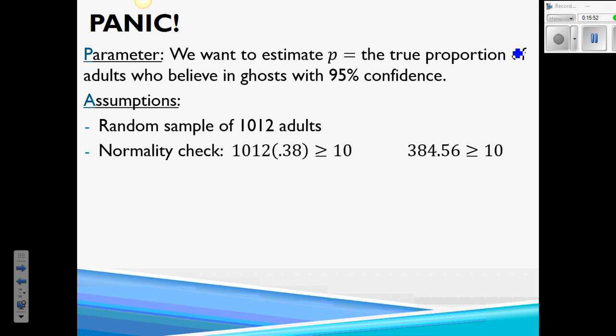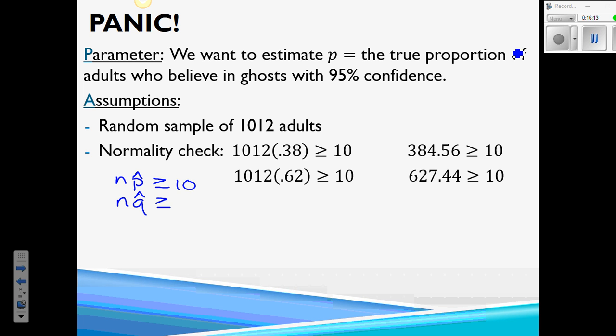Okay, so we're going to do our normality check. If you want to go ahead and write this down, I'll save you some of the work. You need to take 1,012 times 0.38, and 1,012 times 0.62. Preferably, I would like you guys to write np hat is greater than or equal to 10, and nq hat is greater than or equal to 10. Then plug it in. But I think I'll live if you don't do that.